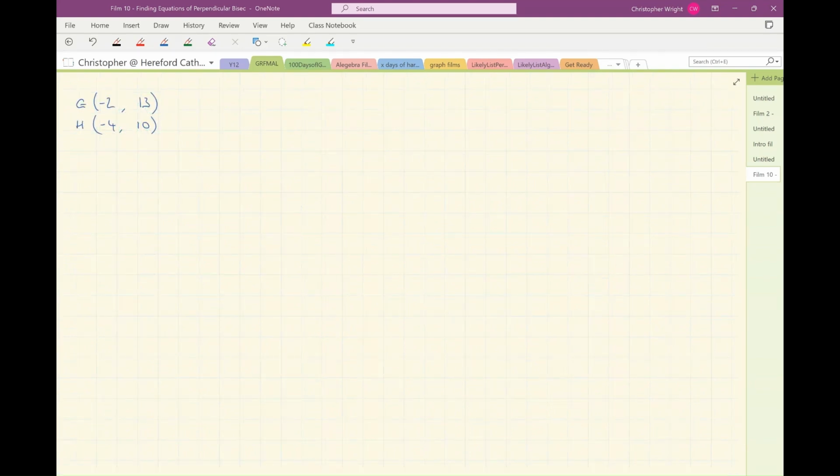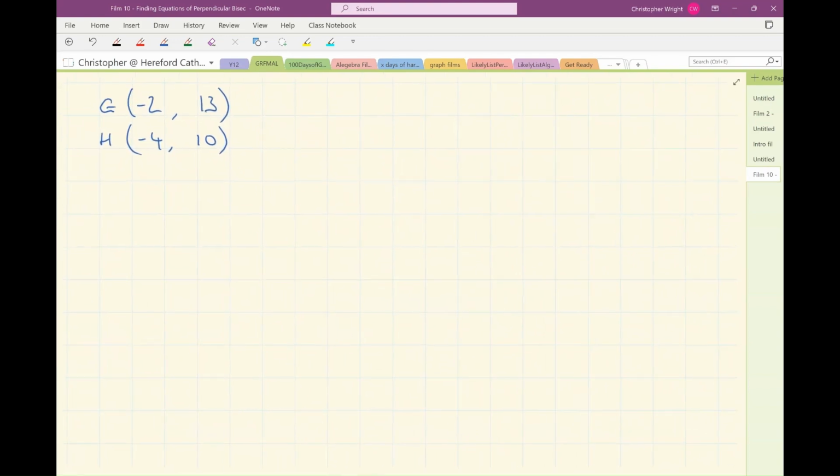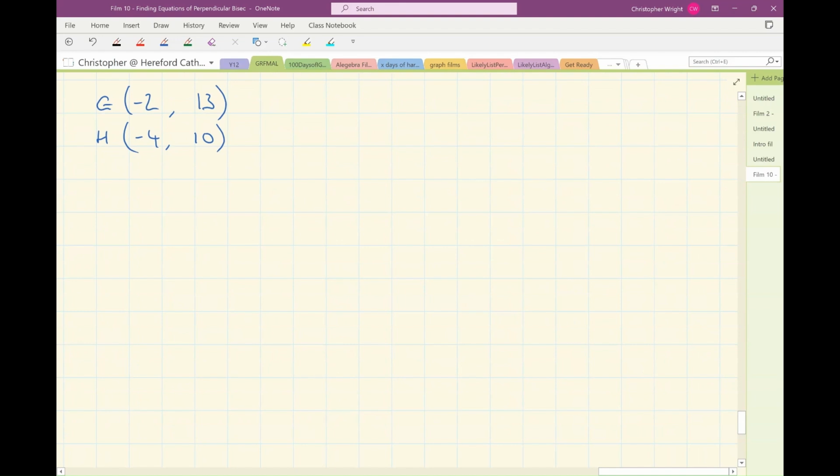Okay, last one. Let's find the equation of the perpendicular bisector of the line segment GH. If you know what you're doing, pause the film and on you go. Right, I'm going to start by finding the gradient of the line segment GH. So little m will be, let's go top to bottom, 13 to 10, that's minus 3, over 2 to minus 4, that's minus 2. So my gradient is 3 over 2. And what about the midpoint of GH? Capital M. Minus 2 plus minus 4 is minus 6, divided by 2 is minus 3. 13 and 10 is 23, divided by 2 is 23 over 2, 11 and a half.